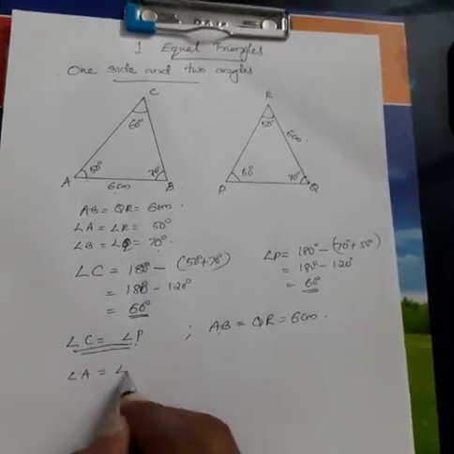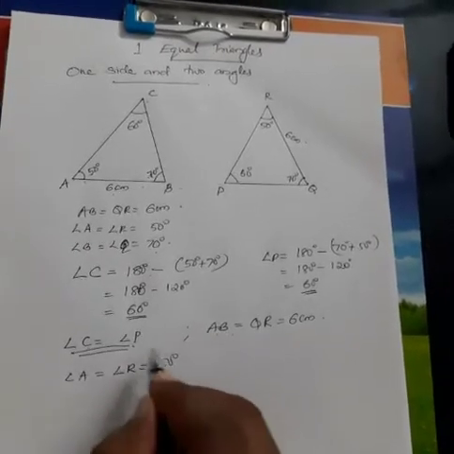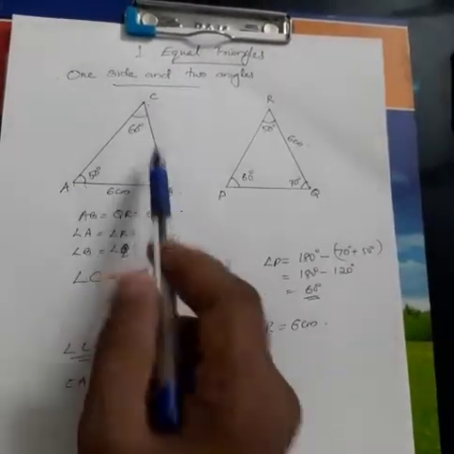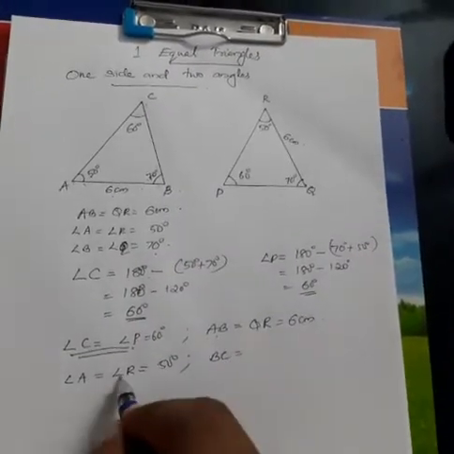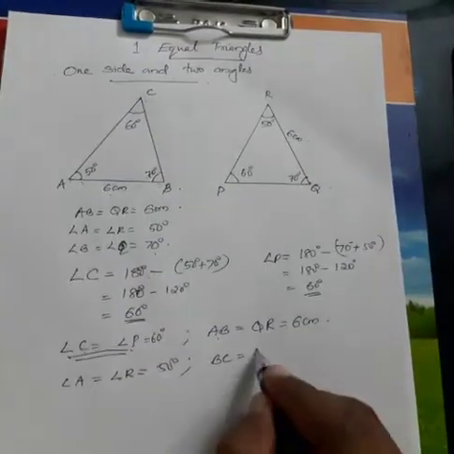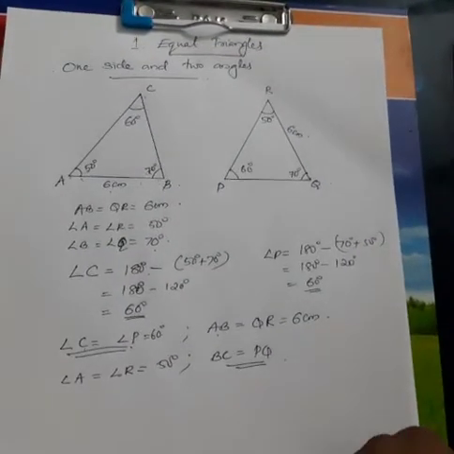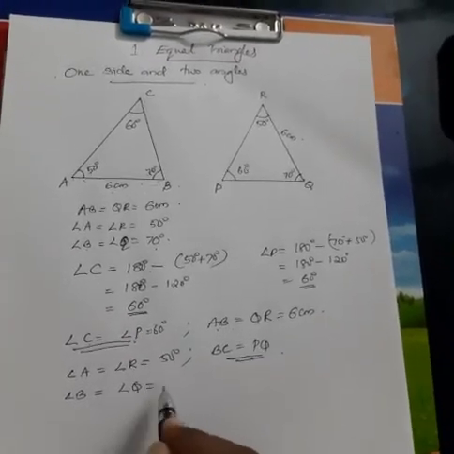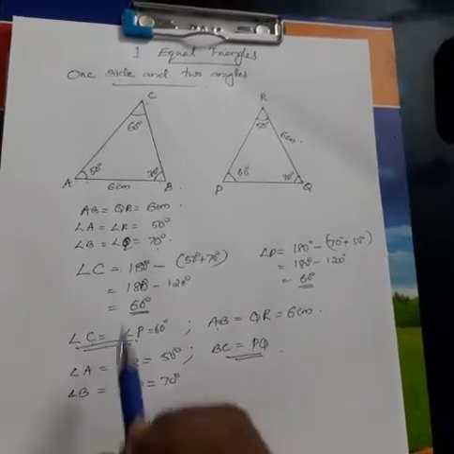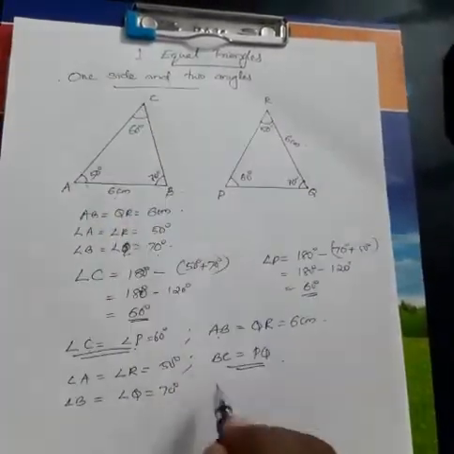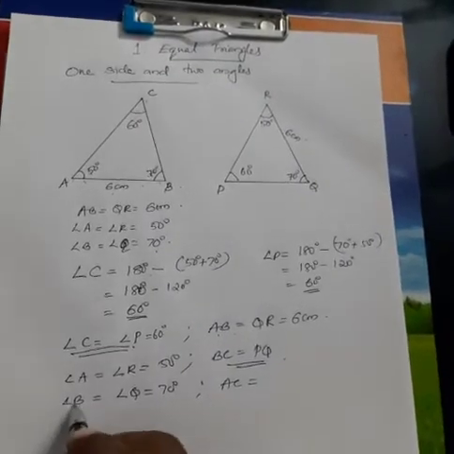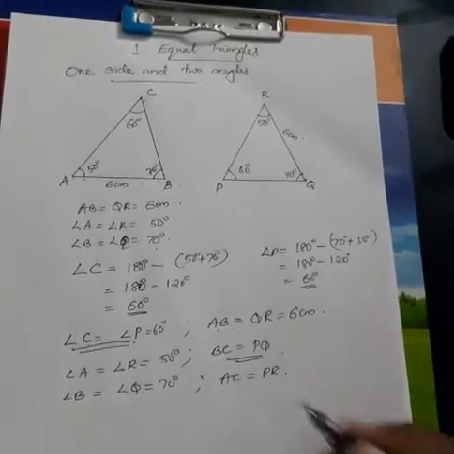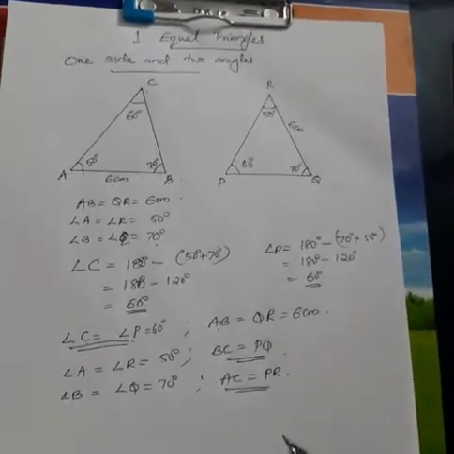Angle A is equal to angle R is equal to 50 degree. Opposite of angle A is BC. Opposite of angle R is PQ. Next, angle B is equal to angle Q is equal to 70 degree. Opposite of angle B is AC. Opposite of angle Q is PR. So you got the second side also.